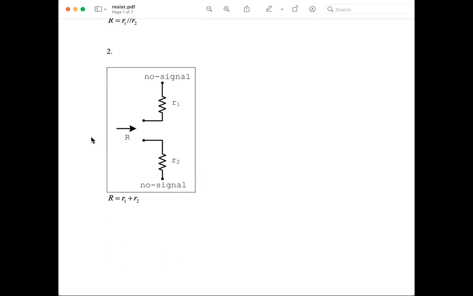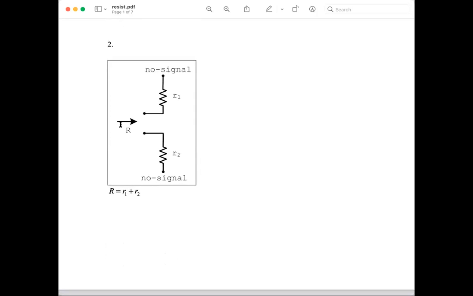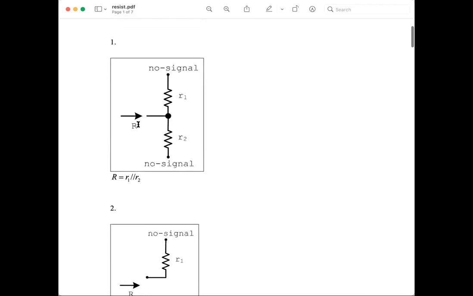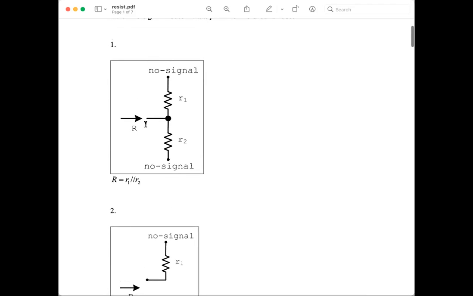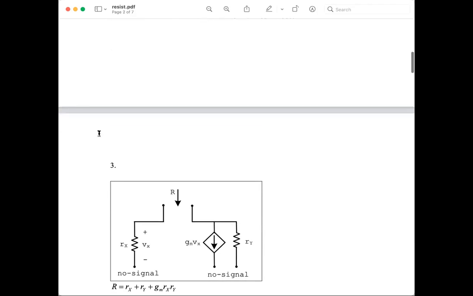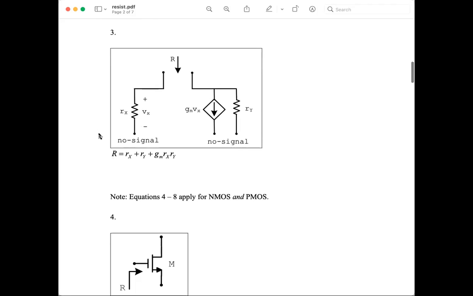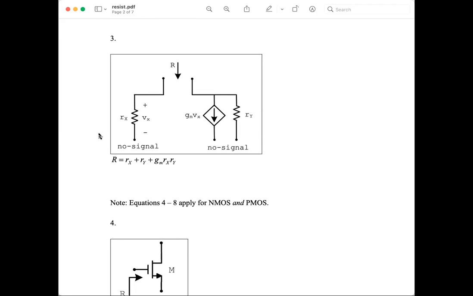Again, the resistance seen means that I'm connecting a test source Vx across these 2 terminals and finding Ix, and the resistance seen is Vx over Ix. If I'm looking into one terminal only, like the first case here, case 1, it means that I'm finding the resistance between the terminal and ground. And the third formula is the Rxy, Rx plus Ry plus Gm Rx Ry.